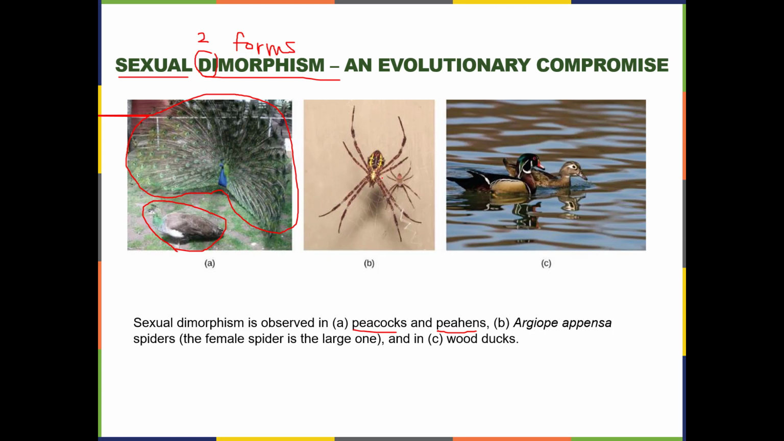In spiders, it's pretty common for the female to be the big one and the male to be little. So that's a sexual dimorphism. And then in birds. Now, what's the evolutionary compromise? Well, survival. I mean, look at this peacock. Yes, he's attracting a mate, but he's also attracting a predator. So that's typically an example of an evolutionary compromise.